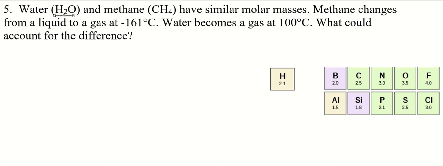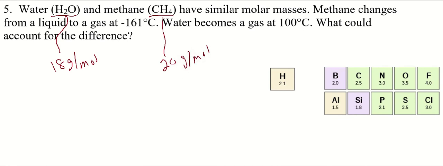Water and methane are both relatively small molecules. Water, 3 atoms, has a molar mass of around 18 grams per mole. Methane, 5 atoms, has a molar mass of about 20 grams per mole. So they're both about the same size.